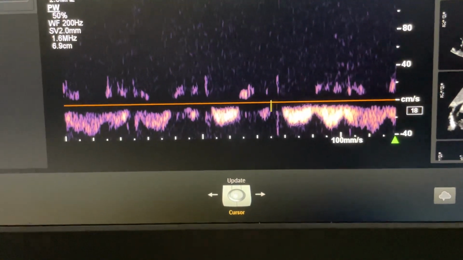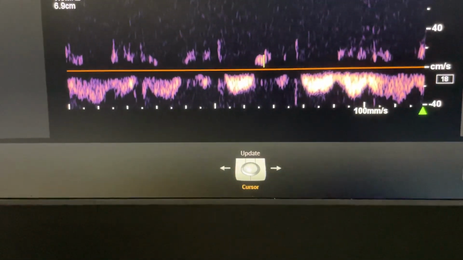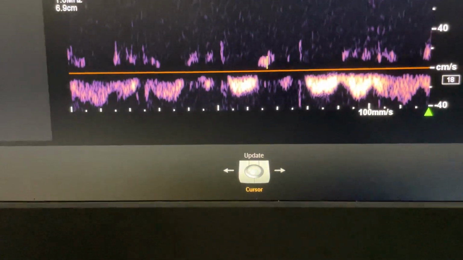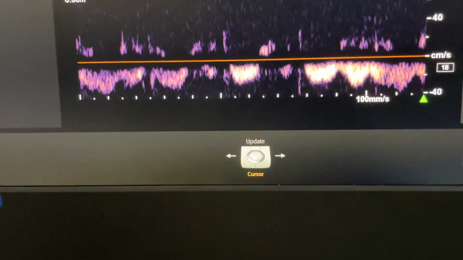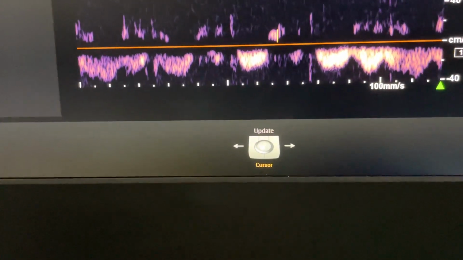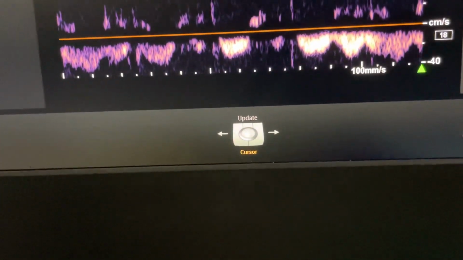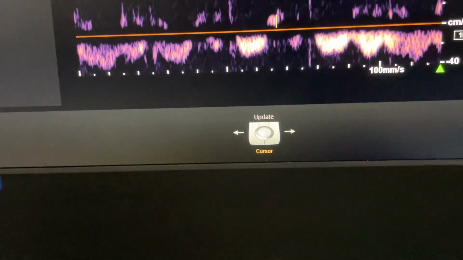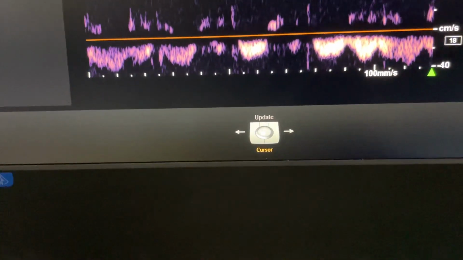So whenever you find this flow reversal is more during expiration, at the beginning of expiration you find more reversal, that is suggestive of constrictive pericarditis. If you find more on inspiration, that is suggestive of restrictive cardiomyopathy. So whenever you see more reversal at the beginning of expiration, that is in support of constrictive pericarditis.